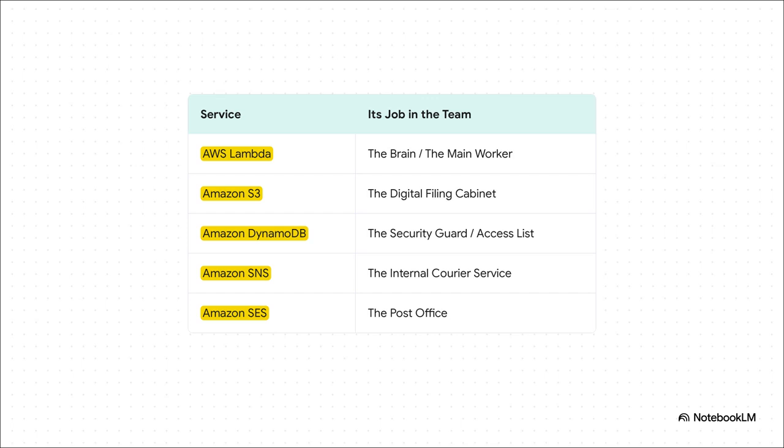You've got AWS Lambda. That's the brain of the operation, the one making all the decisions. Then there's Amazon S3, which is basically the digital filing cabinet. It's where the attendee list is stored. DynamoDB, that's your security guard, super strict, checking the list to see who's allowed to even make a request. Then you have Amazon SNS, which is kind of like an internal courier service, lining up all the invites to be delivered. And last but not least, Amazon SES. That's the post office that actually sends everything out into the world.